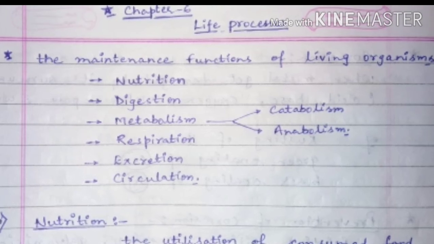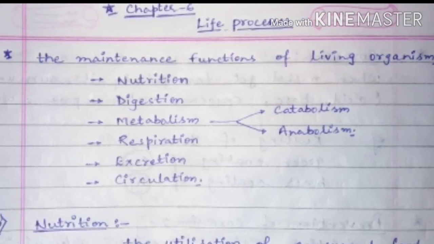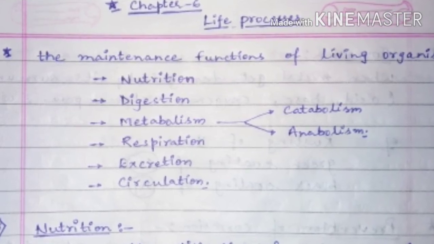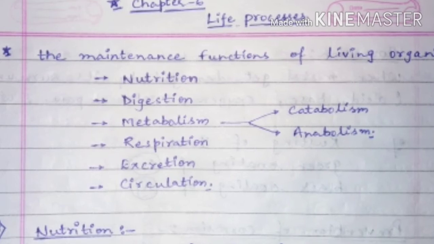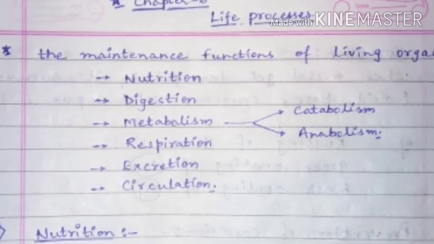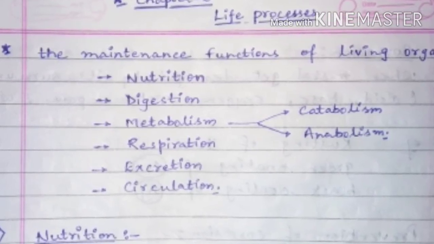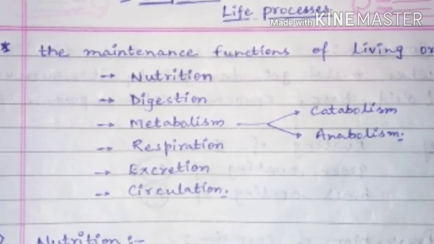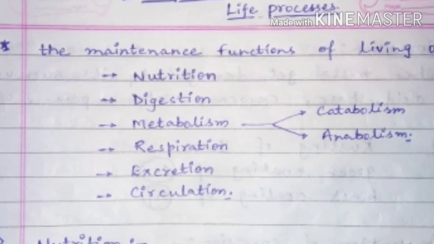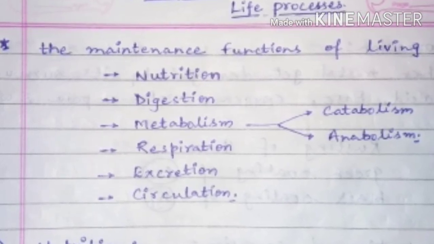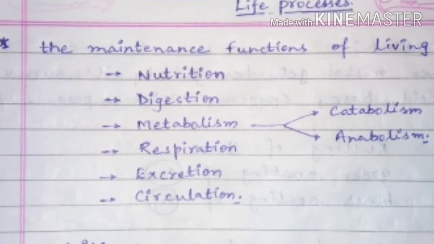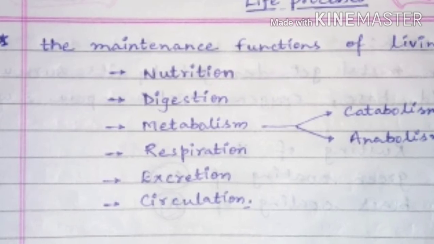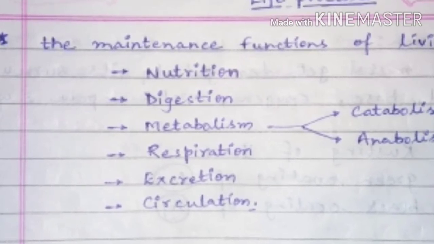Hello students, in this video we will discuss the life process. Life processes are the functions of the organism to maintain their life. There are a number of processes in this chapter. First one, nutrition, digestion, metabolism. And metabolism is nothing but the process of catabolism and anabolism, and then respiration, excretion and circulation.